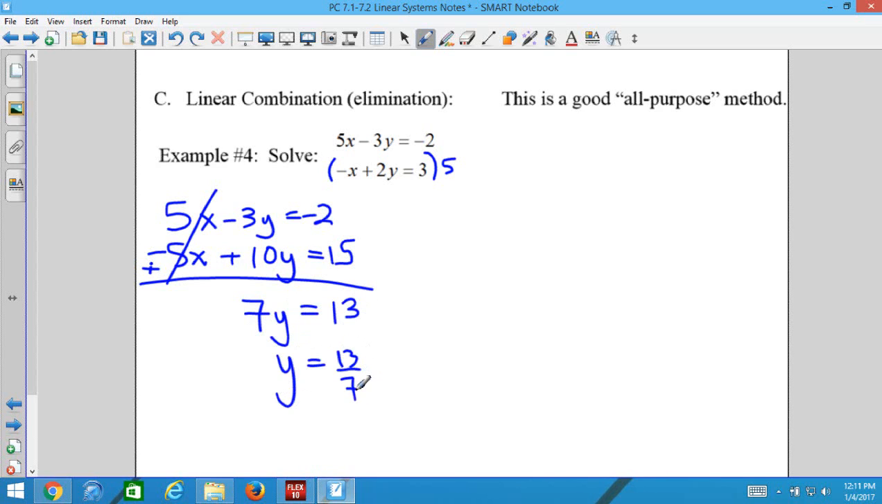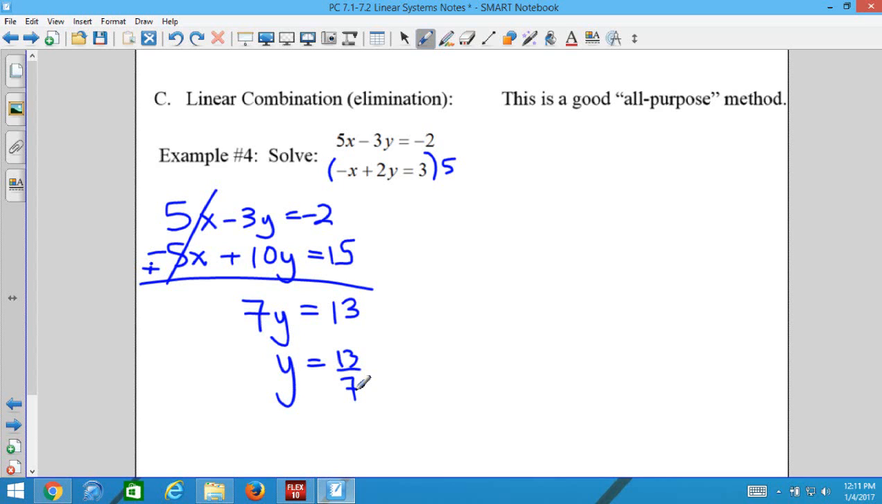I divide by 7 and I get 13 sevenths. Okay, once you have that, you have 2 choices. You can either take 13 sevenths and do what we just did with substitution. You can plug it back in and find the other variable, the x.